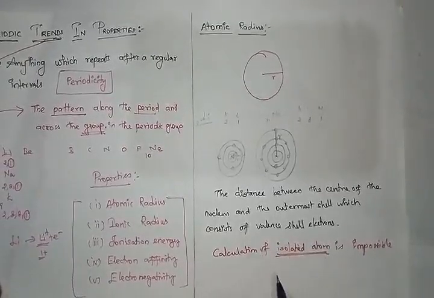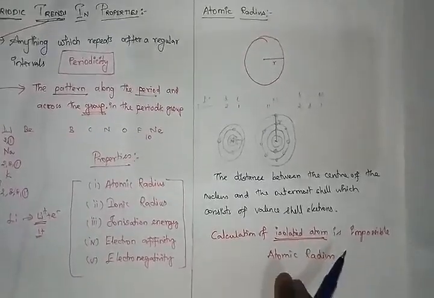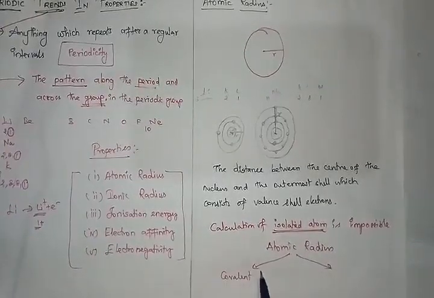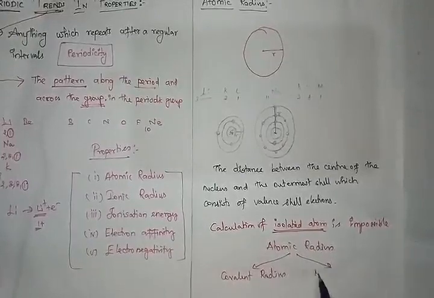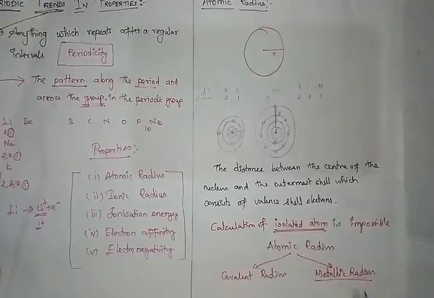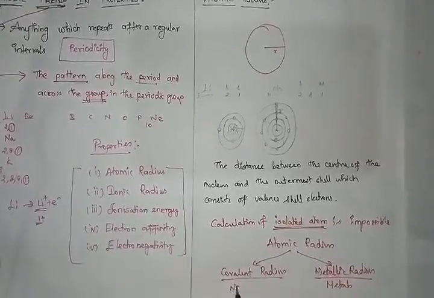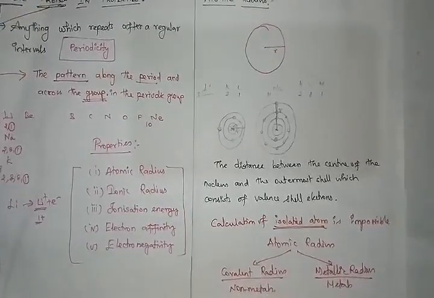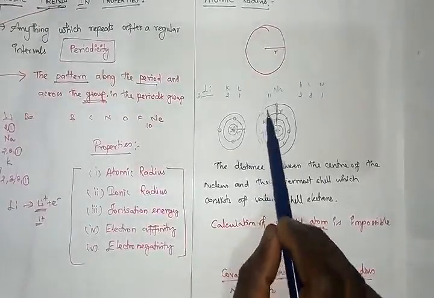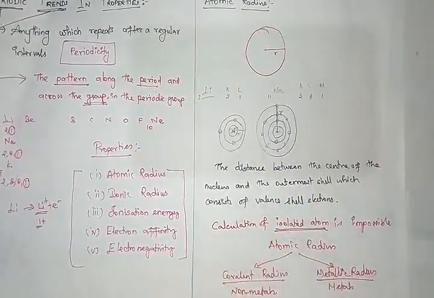Instead, we have two kinds of atomic radius, calculated in two different ways. One we call covalent radius, another one we call metallic radius. The metallic radius is meant for metals, whereas the covalent radius is meant for non-metals. That is the idea, my dear children. Atomic radius is the distance between the center of the nucleus and the electron present in the last shell. That is called the atomic radius.